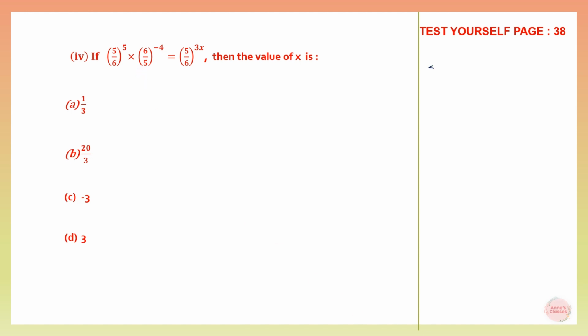So it will be 5 by 6, the first rational number remains the same, 5 by 6 raised to the power of 5 into, now here instead of 6 by 5, we can write 5 by 6 so that the power now becomes positive. So now the power is 4 and not minus 4. And this is equal to 5 by 6 raised to the power of 3x.